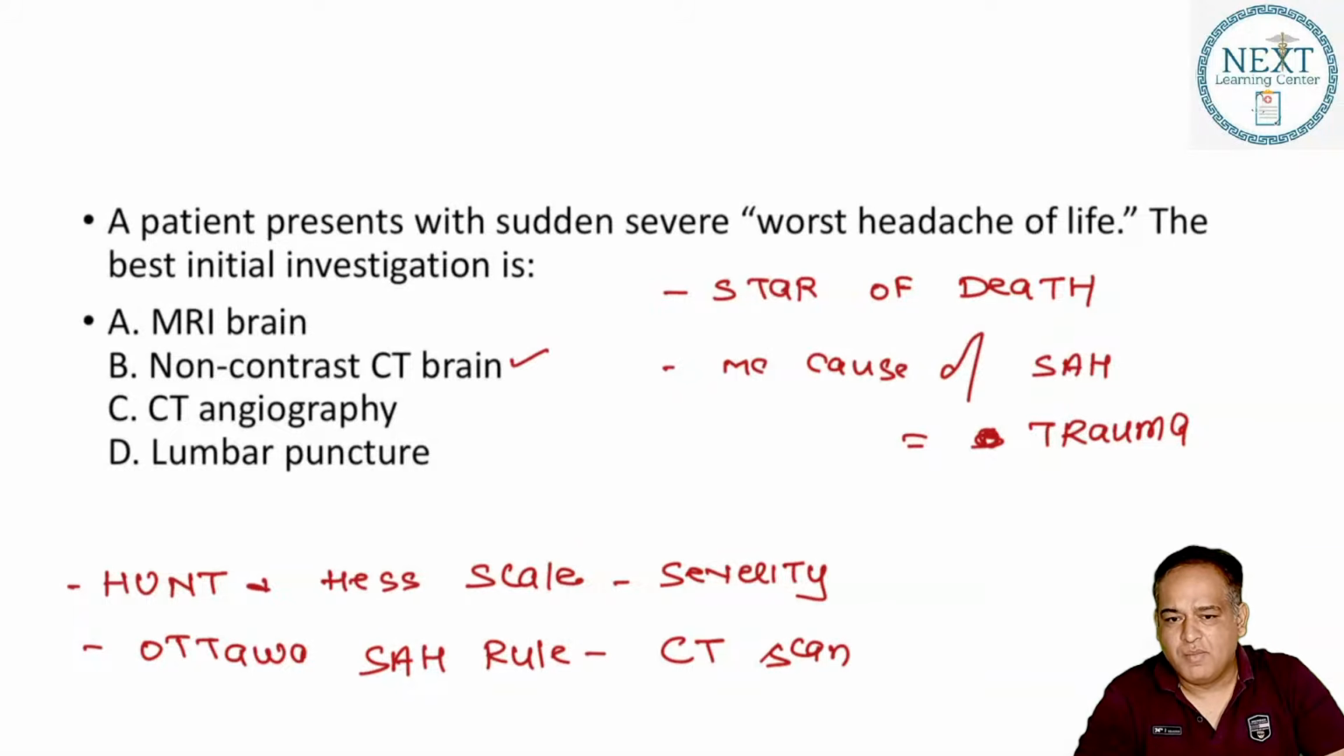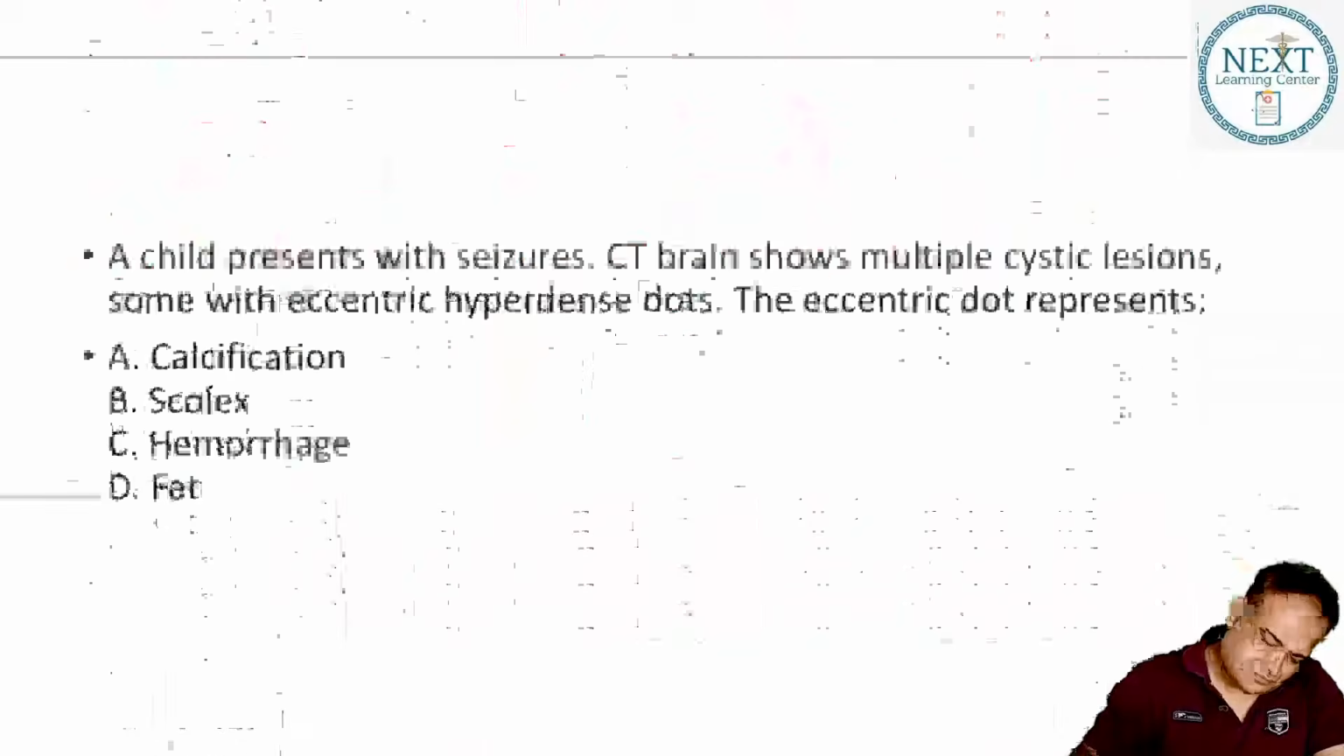But in developed countries, getting a CT scan or MRI is a task. You get a date after 6 months, after 2 years, right? So they have got special rules that if you fit the criteria of Ottawa subarachnoid hemorrhage rule, only then you will get the CT scan done. Otherwise, it is not required, right?